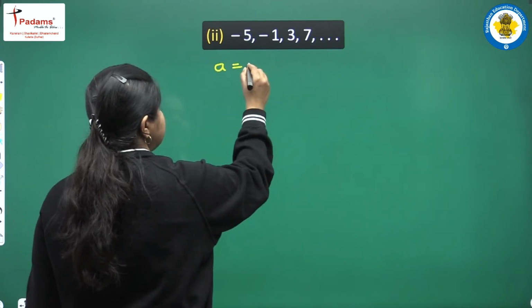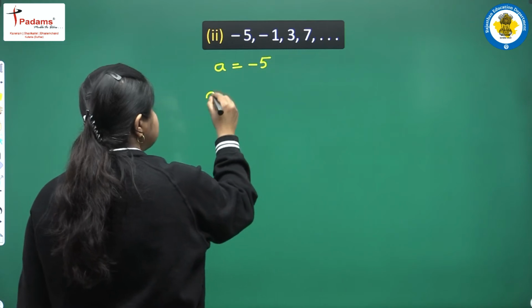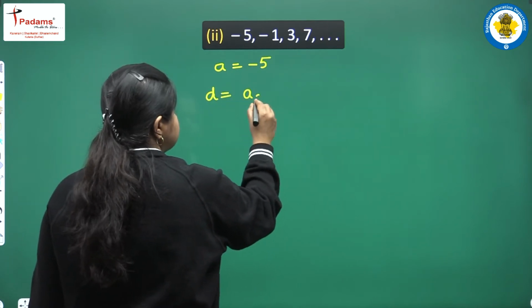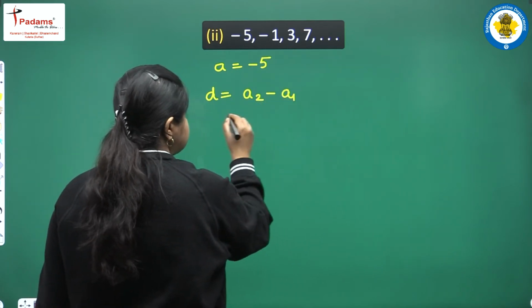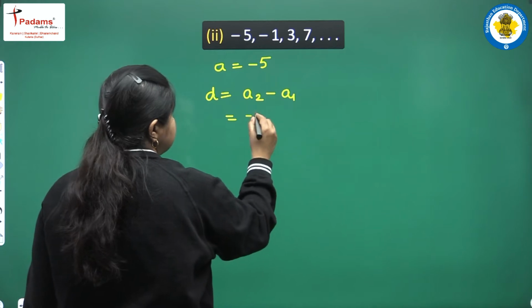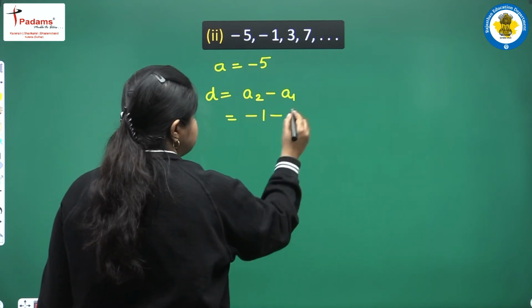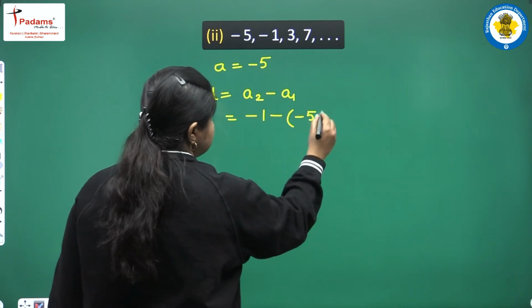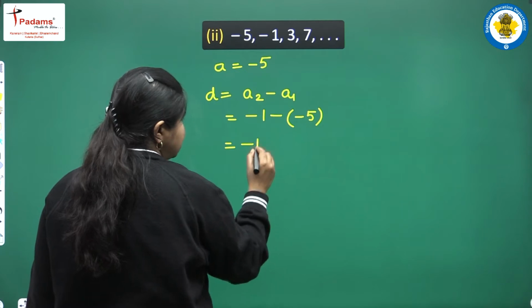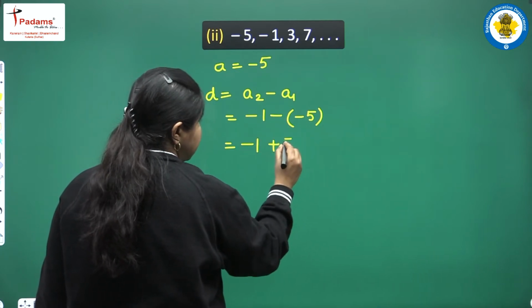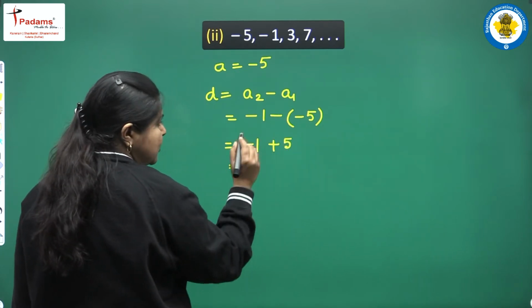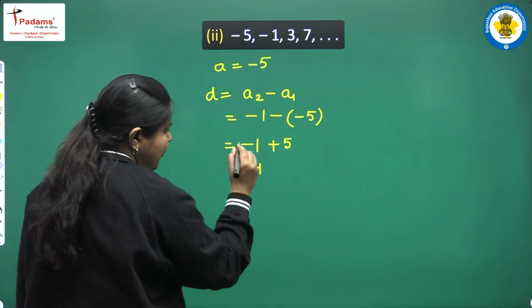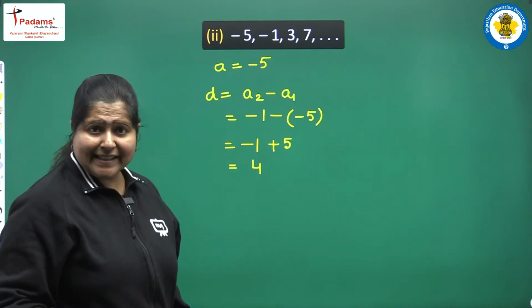Obviously the first term a is minus 5, and how will we find the common difference d? We subtract the first term from the second term, a2 minus a1. a2 is minus 1, then minus, and a1 is minus 5. This will be equal to minus 1, minus minus plus 5, and this will be equal to 5 minus 1, that is 4. Again an easy one.